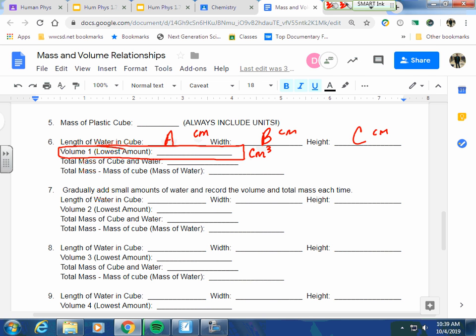And then we found the total mass of the cube in water, and then we subtracted the mass of the cube, which gives us just the mass of the water, which again, that's the one that we want to graph for mass, okay? Good so far? Okay, so let's talk about what we're doing on the actual graph. We've got to have it set up right. I'm going to go back to the graduated cylinder side, so this will be the front side of your worksheet.